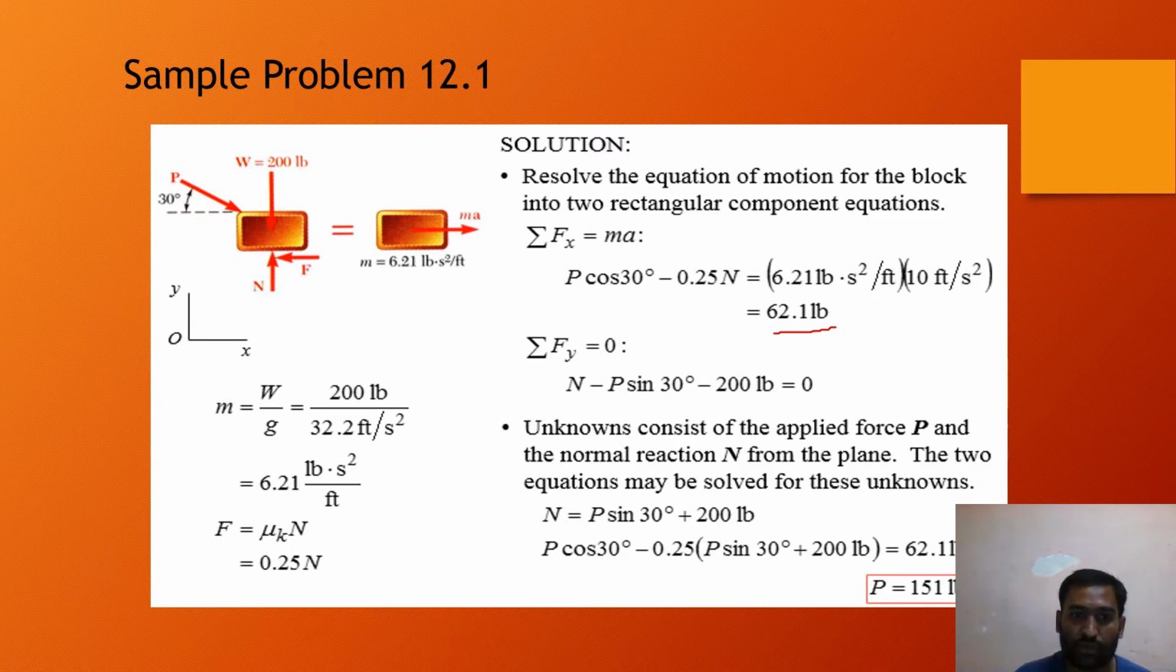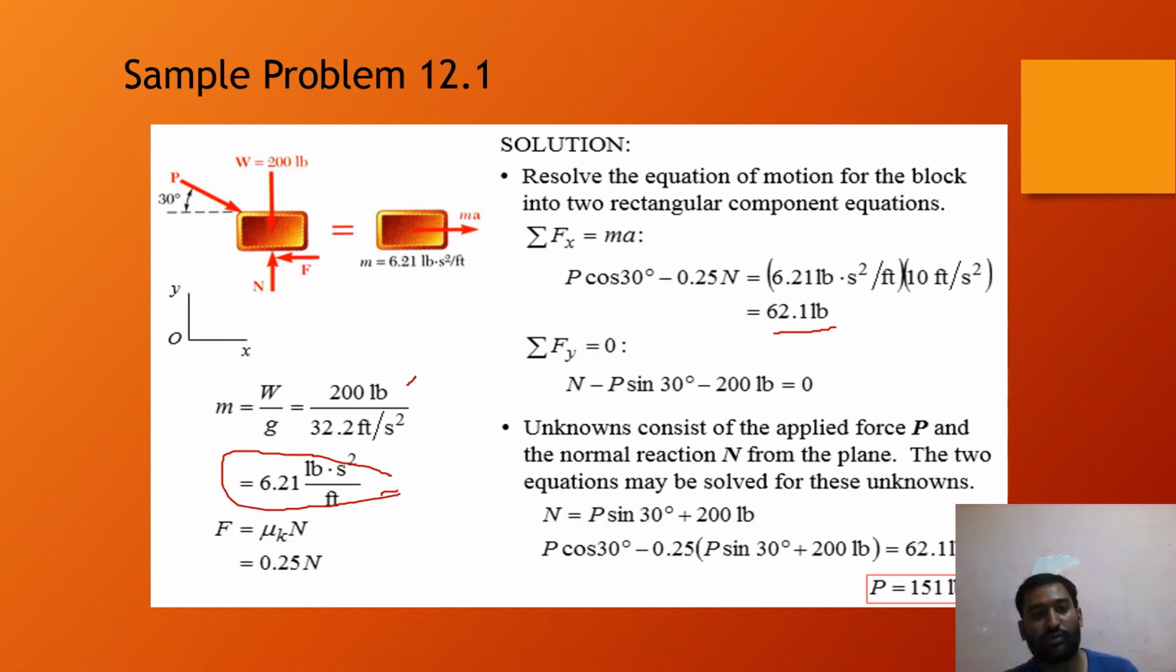We have calculated here: mass is equal to W over g. W is weight, which is given here. And what is the g value? If it is international, 9.81. Here we use pounds, in British units, so we use 32.2 feet over second squared. That is the calculation value.